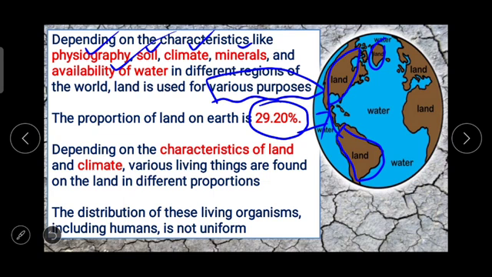So depending on the characteristics of land and climate, various living things are found on the land in different proportions, not the same everywhere. For example, kangaroos are not found in India, and the lion and the tiger are found only in India. These two animals are found only in India. In all other countries there will be either tigers or lions. So the distribution of these living organisms including humans is not uniform, meaning not the same everywhere. The distribution of these living organisms including humans is not uniform. The population is not the same everywhere, and it is because of the characteristics of land and climate.